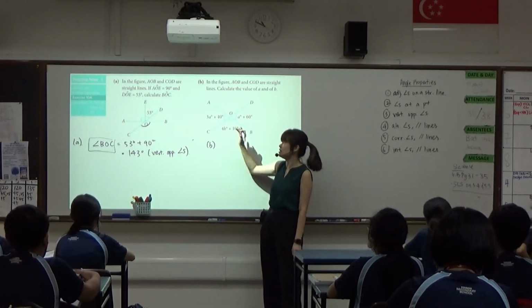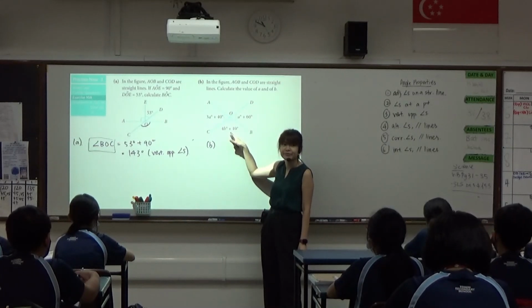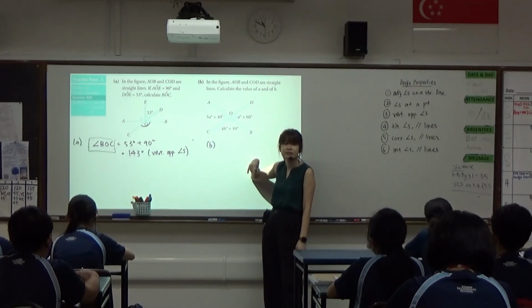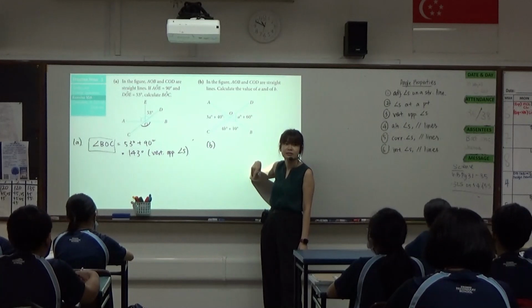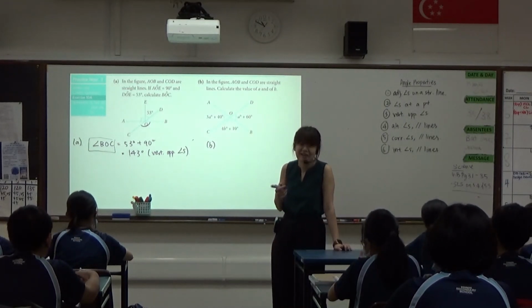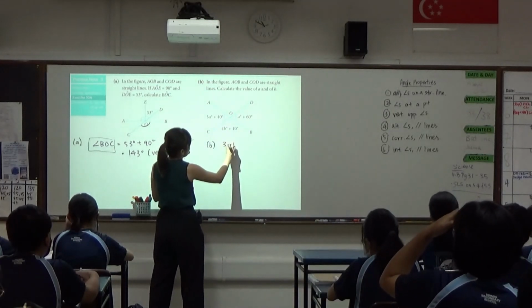Okay, for easier naming: left, top, right, bottom. So which two angles are equal? Left, top, right, bottom. Left and right, right? Okay, that is how our vertically opposite angles are applied, right? Thank you, have a seat.